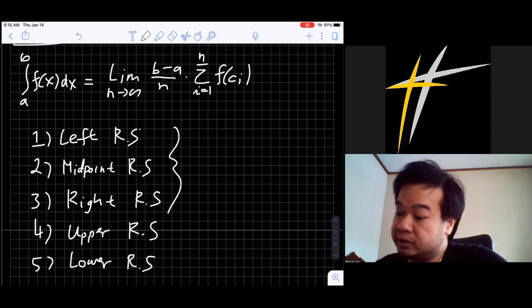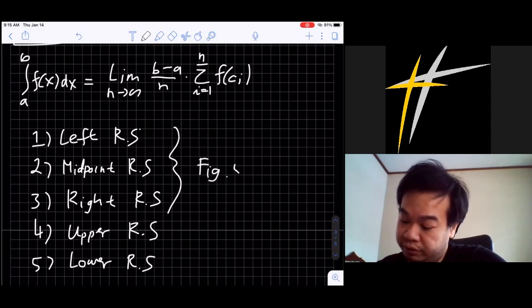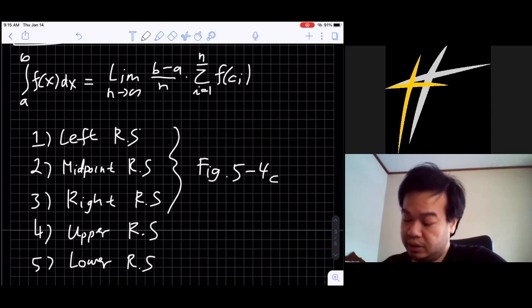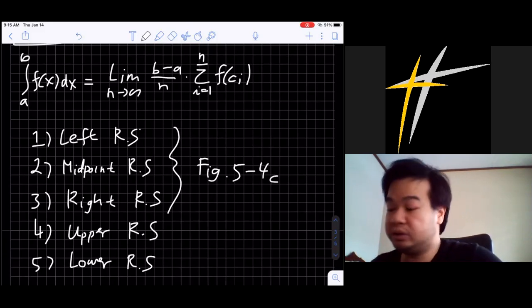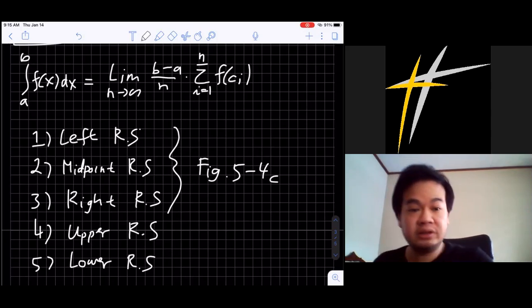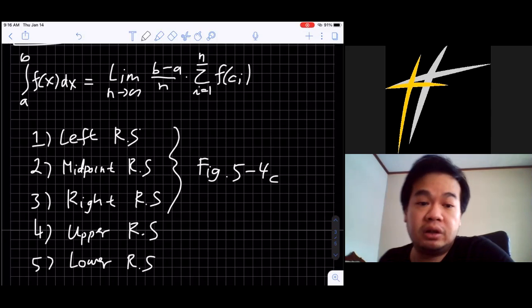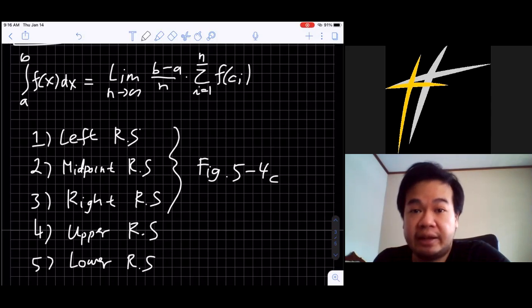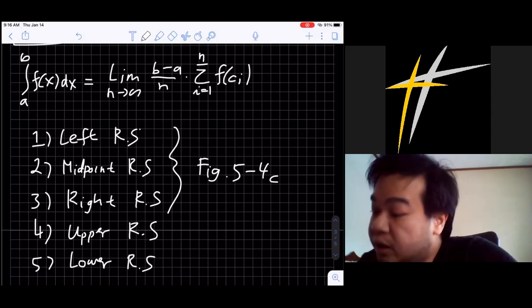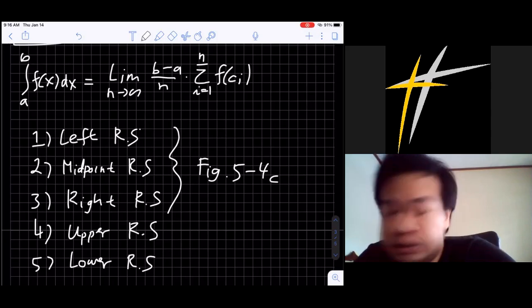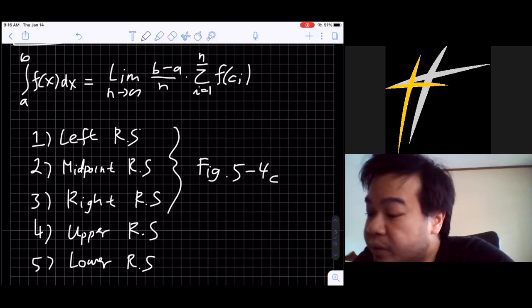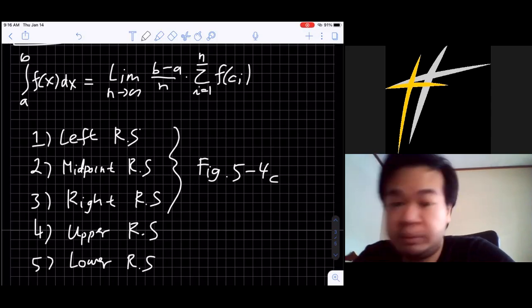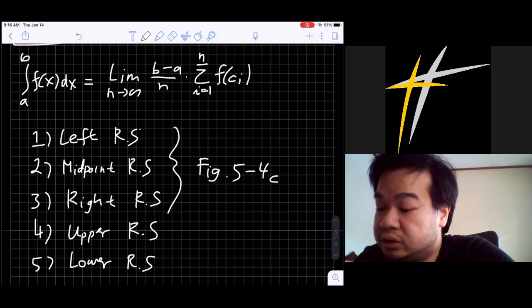So there is the left, midpoint, right, upper, and lower. And these 3 you can see on figure 5.4c. Now look at your book, page 206, figure 5.4c. So what's the difference between those 3? The difference is just the matter of where you take the sample point of each rectangle. You see there are 3 graphs with the same function. There is a function in between a and b.